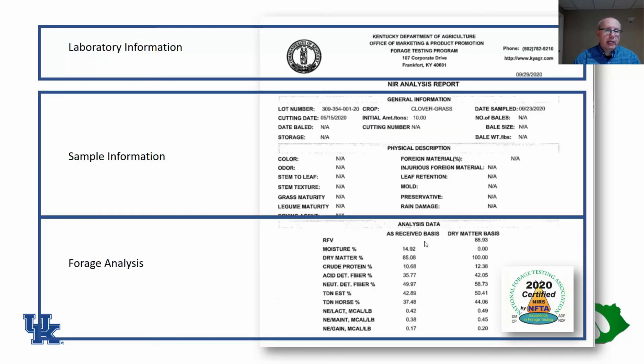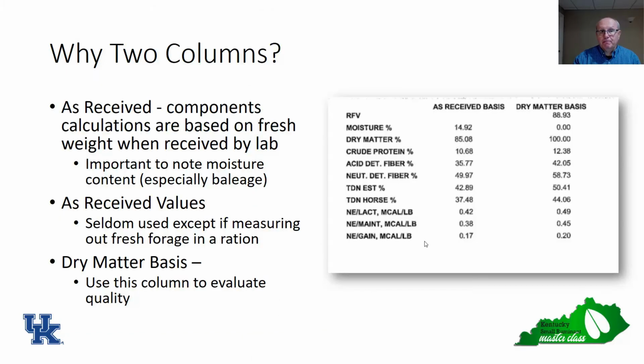Let's take a look at breaking down the KDA report and what's on it. You've got your laboratory information in the header, sample information that you have provided or the grower has provided to the laboratory to identify the forage, and then at the bottom, the forage analysis. And we will use this forage analysis for most of the rest of this presentation.